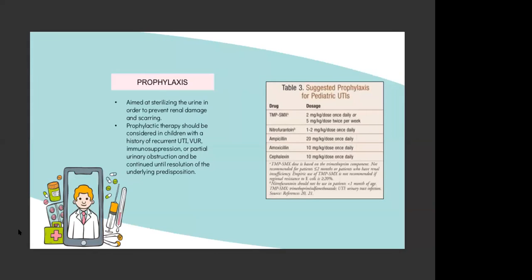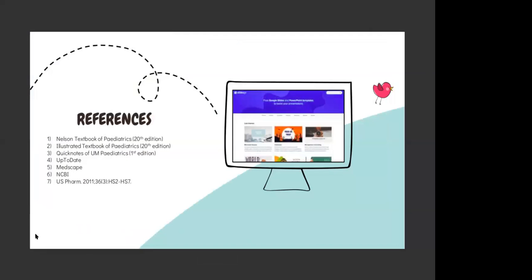Next is prophylaxis. So prophylactic antimicrobial therapy for UTI is aimed at sterilizing the urine in order to prevent renal damage and scarring. And it should be considered in children with history of recurrent UTI, VUR, immunosuppression, or partial urinary obstruction, and be continued until resolution of the underlying predisposition. And the prophylactic dose of antimicrobial is 1/4 to 1/2 of the therapeutic dose for an acute infection, as shown in table 3. Next. So these are my references, and that's all from me. Thank you.